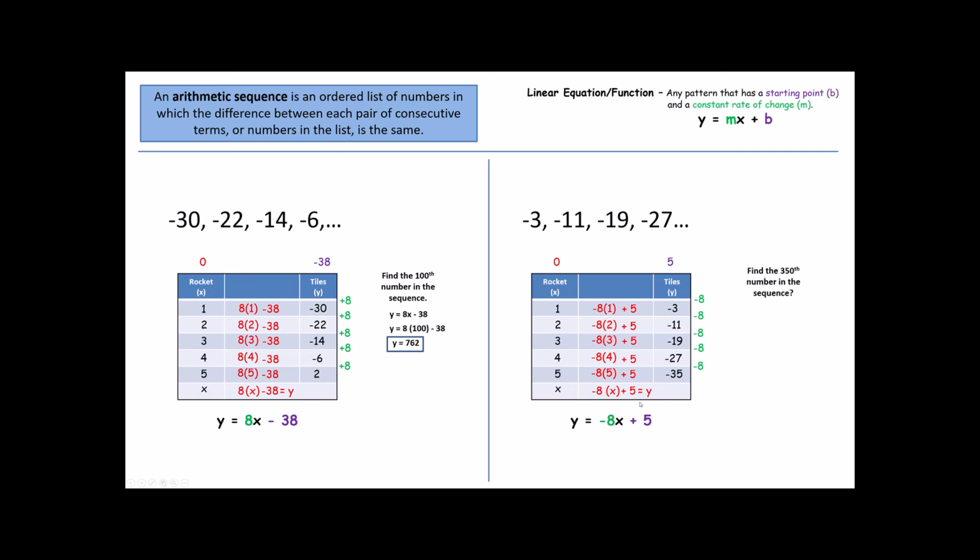If I ask you for the 350th number in the sequence, you can pause the video and try that. I'm going to go ahead and do this, assuming you've already done that. There's your original equation. Substitute, simplify. And I'll put a fancy little box around it.